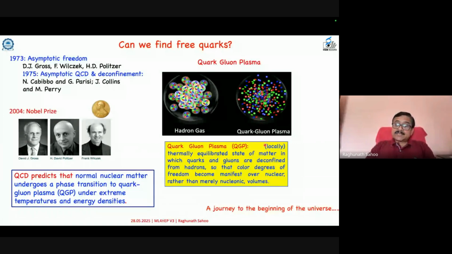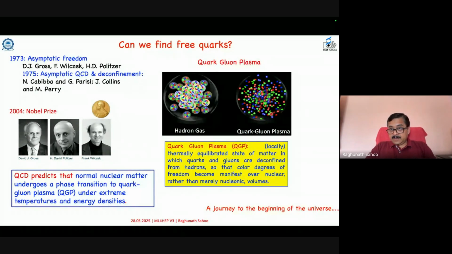And the way it is scientifically defined is, it is a locally thermally equilibrated state of matter in which quarks and gluons are deconfined from hadrons, so that color degrees of freedom become manifest over nuclei rather than merely nucleonic volume. So these color degrees of freedom are prevalent inside the hadronic volume that is known to us, whereas quark-gluon plasma is defined in a way that the color degrees of freedom manifest beyond the nuclear volume. This is the definition coming out after the discovery of quark-gluon plasma at the Relativistic Heavy Ion Collider at Brookhaven National Laboratory.